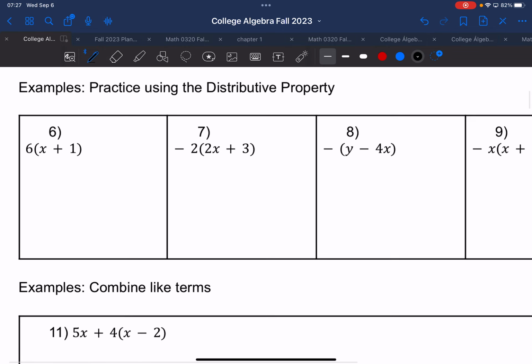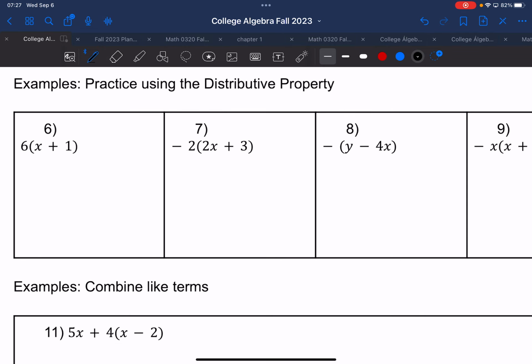Okay. On the next set of examples, it wants us to practice using the distributive property. So remember, when we see distributive property, that means we're using what operation? Multiplication. So this is going to be 6 times x, 6 times 1. So 6 times x, do I write it like this? No, when we have a number attached to a variable, we don't write that multiplication sign, so this is wrong. We just write 6x, okay? Plus 6 times 1, which is 6. Can we combine these terms? No, so this is our answer.